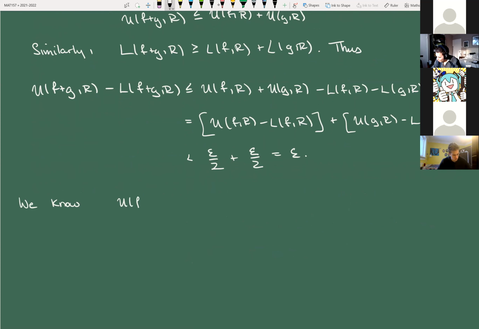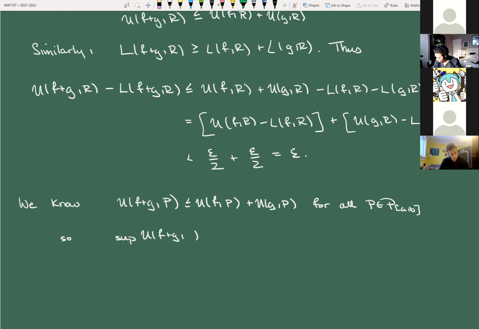that U(f+g, P), because now I'm doing the integral, okay? So P and R are not the same as they were before. It's an arbitrary partition P. This is going to be less than or equal to U(f, P) plus U(g, P) for all P. Okay, so if I take the sup over partitions P, the supremum is going to preserve that. We know that's true.